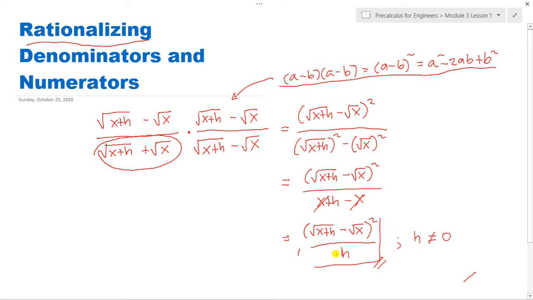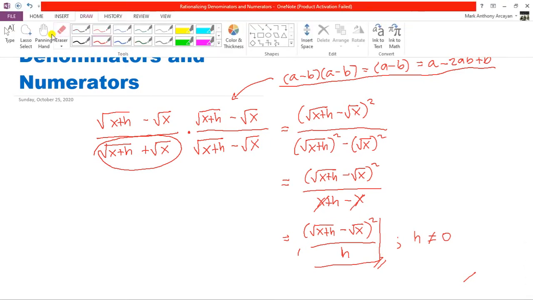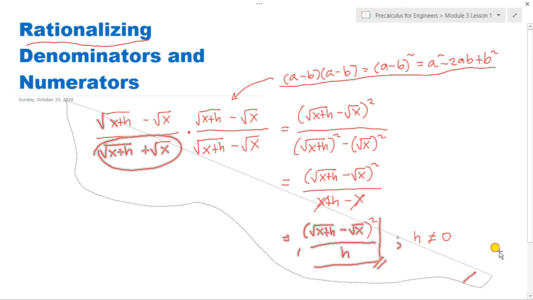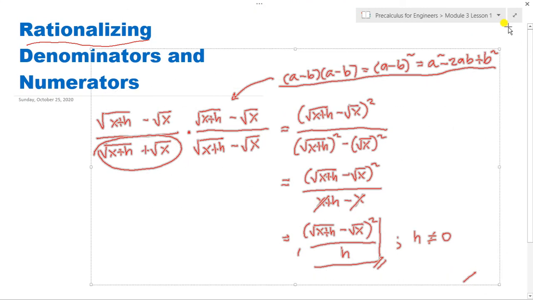Kasi depende din yan kung indicate that h is only a constant, so therefore no need to indicate this condition. If h is a variable, therefore you should put some conditions para magiging define or magiging true yung expression mo, or yung radical expression mo. So last example for this topic, yung pag-rationalize ng radical expression.